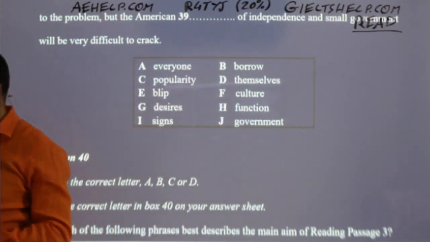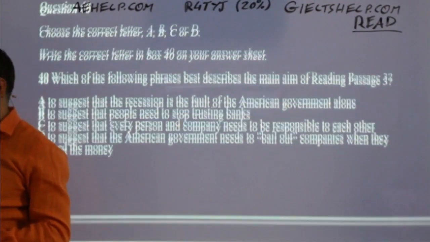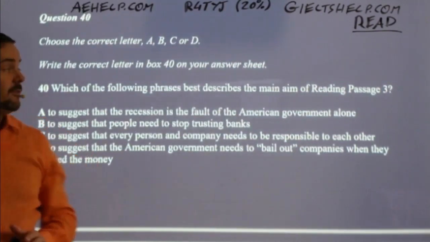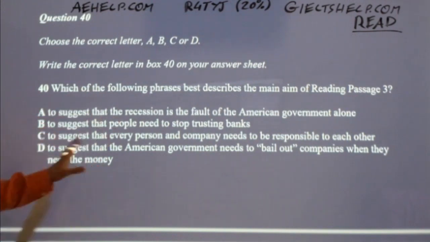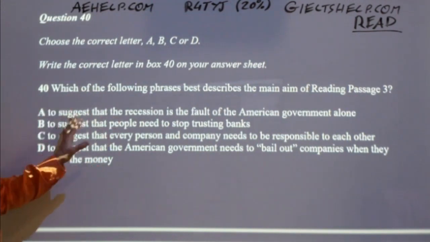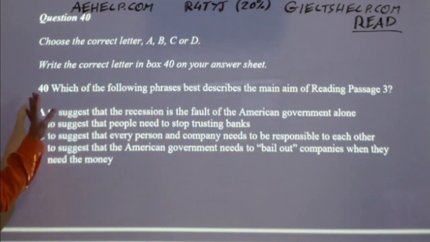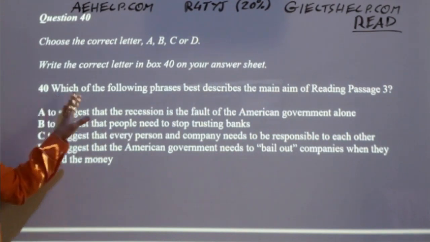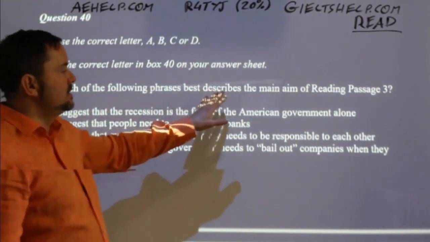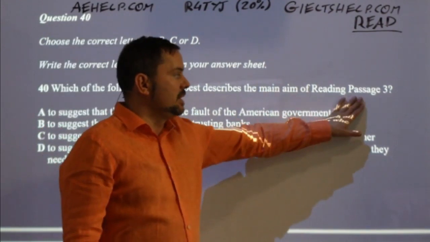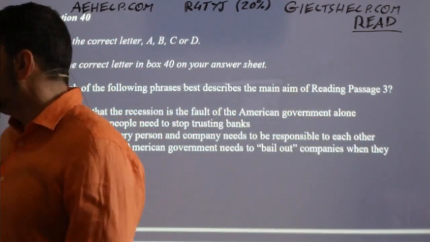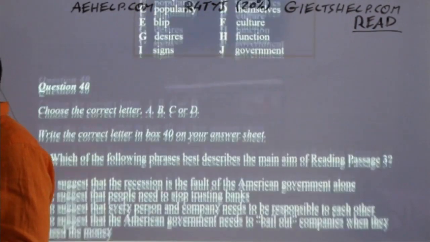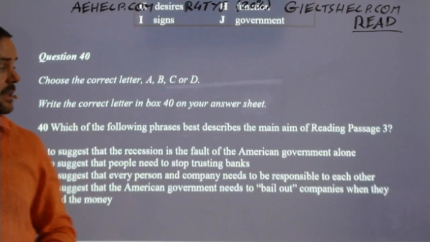They're not going to help me to read those. And I will read question 40. Question 40 is multiple choice. So A, B, C, D, only one is correct. So I don't worry about reading this, just the question. Which of the following phrases best describes the main aim of reading passage 3?